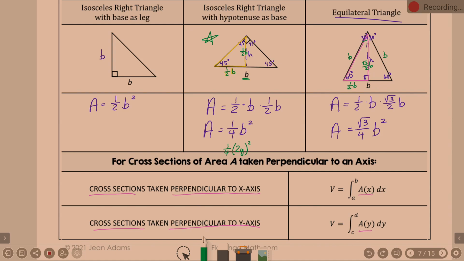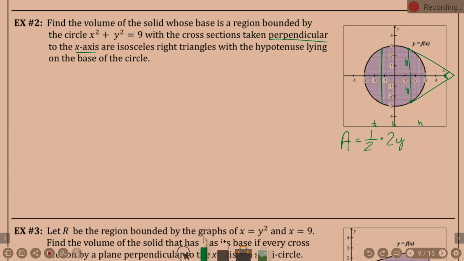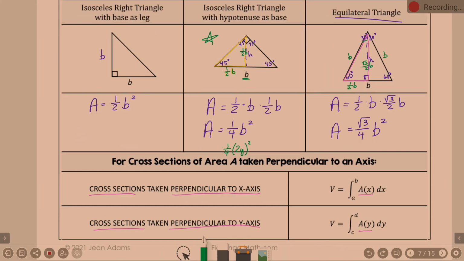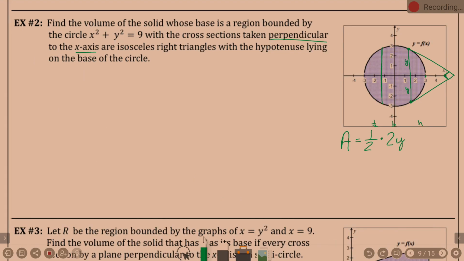Okay. What does that clean up to be? Did you guys get it? If we do it this way, 2y quantity squared is going to be 4y squared. And then 1/4 of 4y squared is y squared.